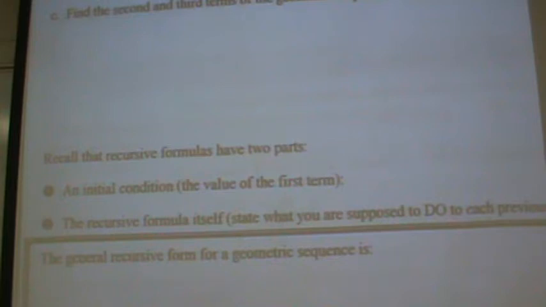All right. So then we're going to do C, and we'll be done for today. So part C goes back to what we were talking about with arithmetic sequences as well. Remember, if we were asked for the second and third terms in an arithmetic sequence, what did we have to find in order to find that second and third term? Thinking back to our arithmetic sequences. What do we need to know?